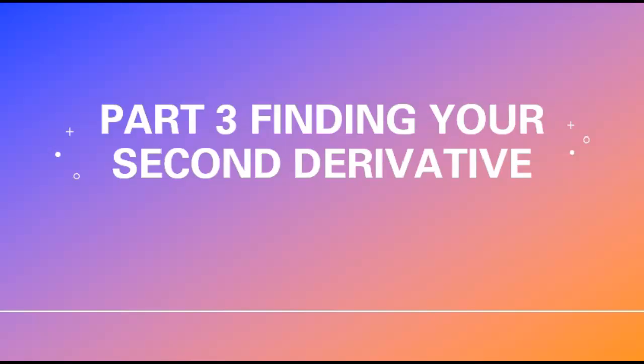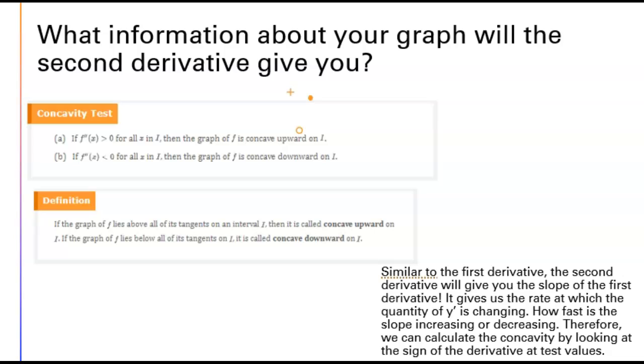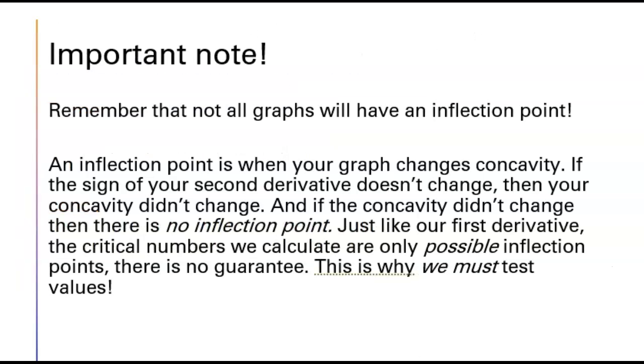Alright, so finding our second derivative. So this should also be a bit of a review. A second derivative is the derivative of your first derivative, and the second derivative will test concavity. So it tests concavity because it is testing the rate at which the first derivative changes.